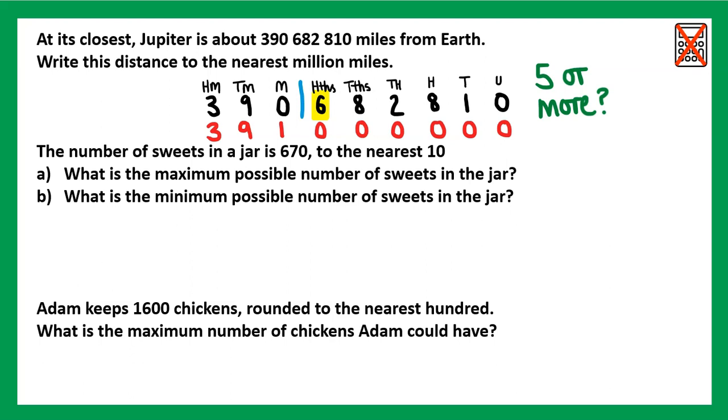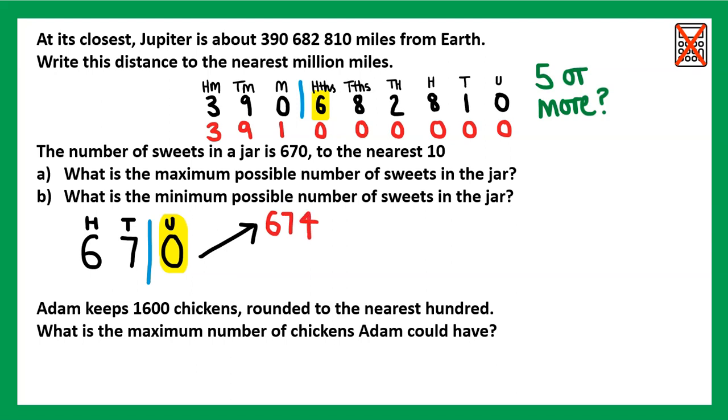The number of sweets in a jar is 670 to the nearest 10. What's the maximum possible number of sweets and the minimum possible number of sweets in the jar? So if 670 has been rounded to the nearest 10, that would mean that my rounding line was after the tens column. So I need to think about what numbers could be in the units column, which would be the maximum number when rounded down, which would have to be 674. Because if I had 675, this would then round up to give me 680 to the nearest 10.